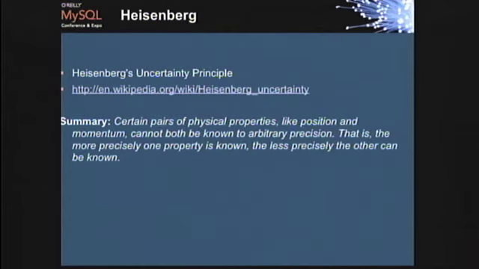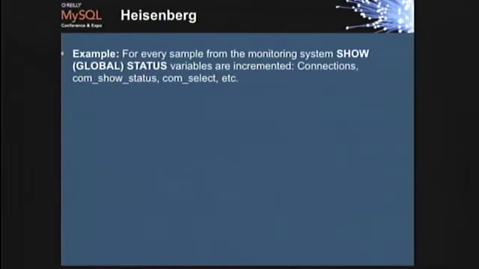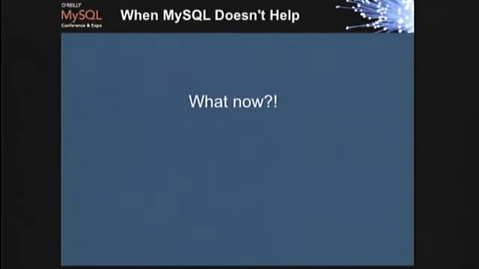Heisenberg's principle basically is when you measure something, you might actually be affecting what you're measuring. And for example, your tests are increasing the number of connections.